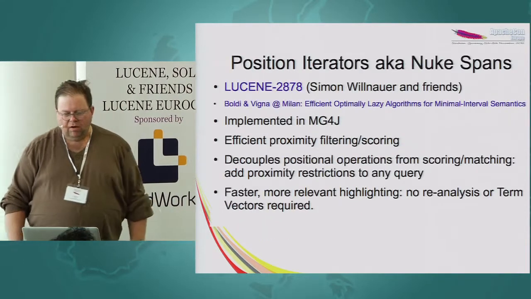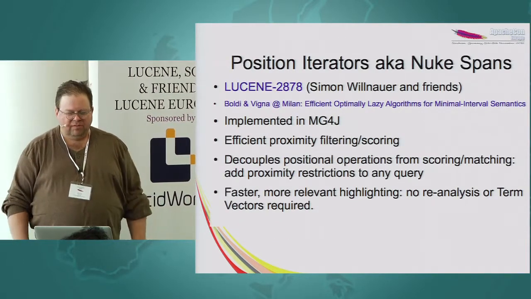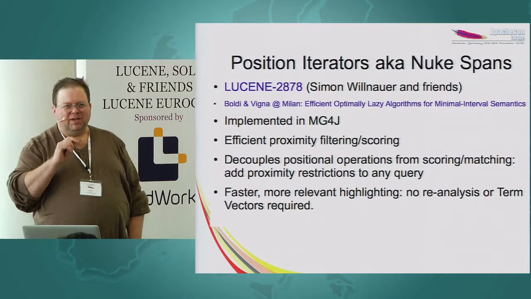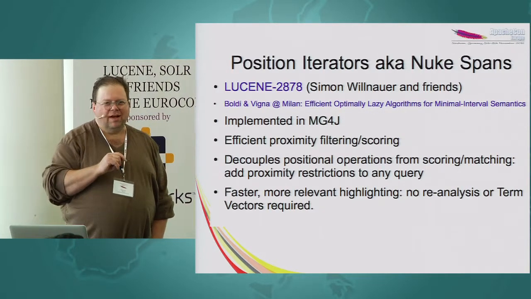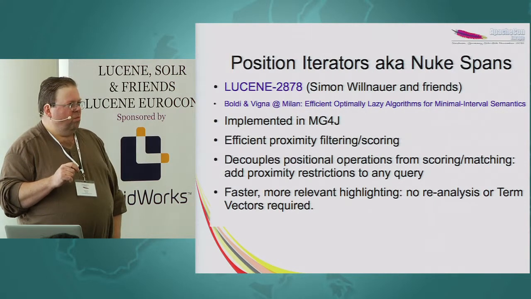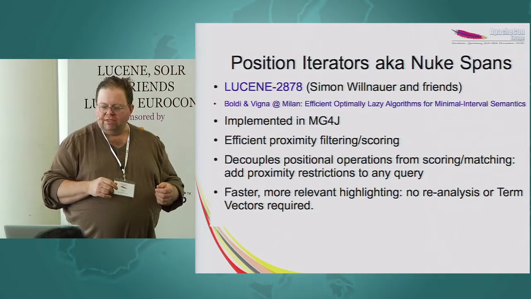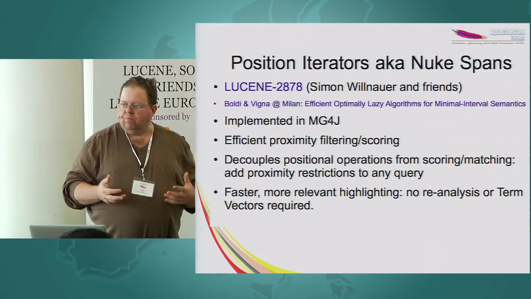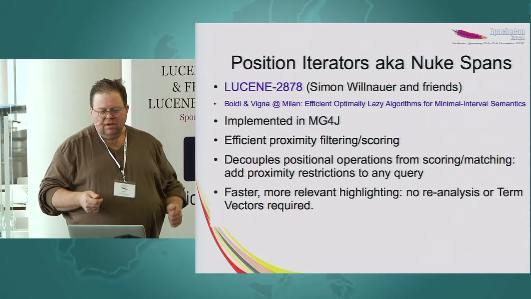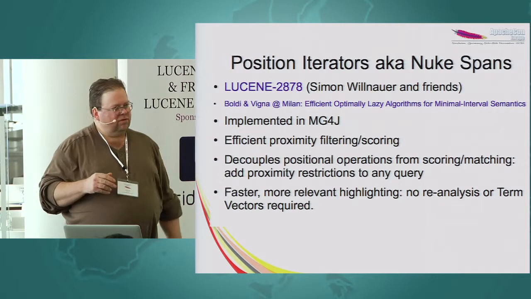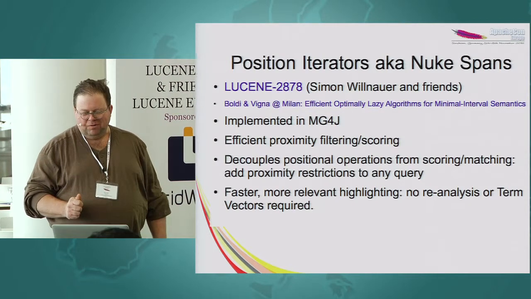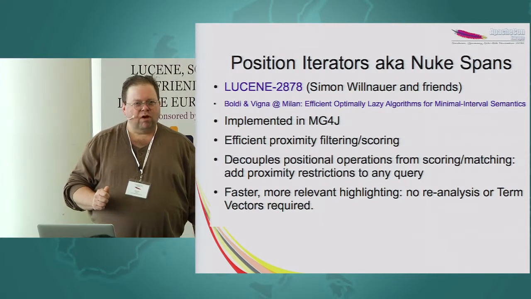So, Lucene beyond Lucene 4.1. I hope, Simon, that I don't misrepresent here the work you've been doing. Simon Willnauer has been working for over a year and a half on a project to make positional queries faster. The current system for positional queries in Lucene is called span queries, and there has been a cry afoot for lo these years to nuke spans, and position iterators is the way to go, we're hoping. So this is a work in progress.